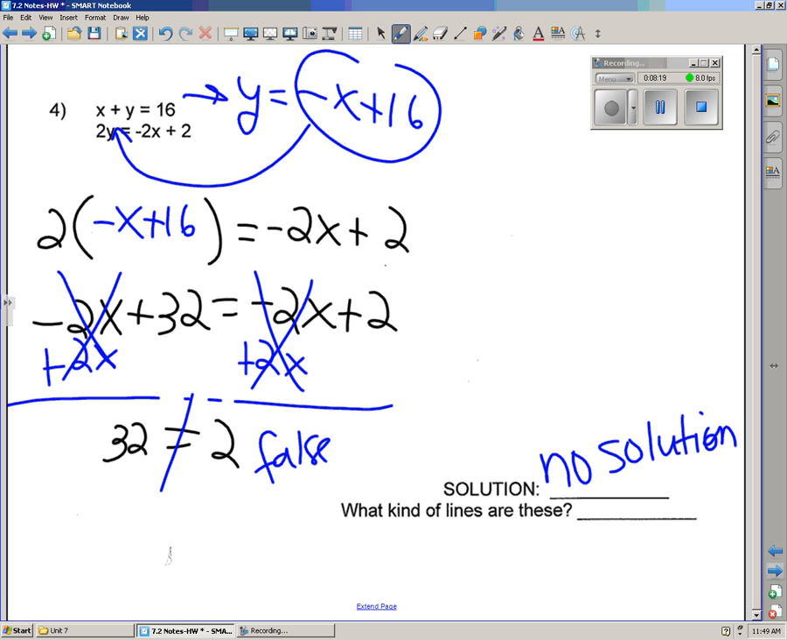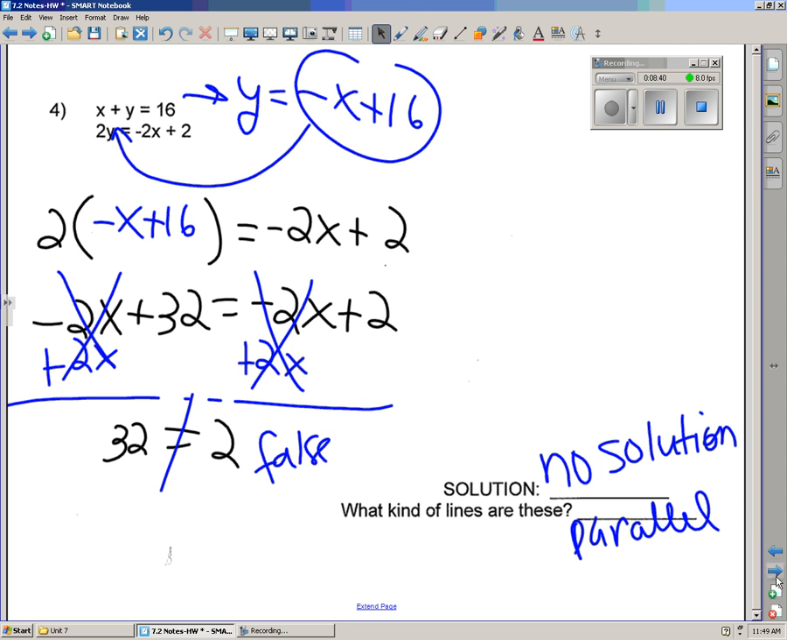And the reason why is because if we were to put both of these into y equals form, we would get slopes that were the same with y-intercepts different. So these lines happen to be parallel. So just like graphing, you could have one point of intersection, no points of intersection, or all points of intersection.